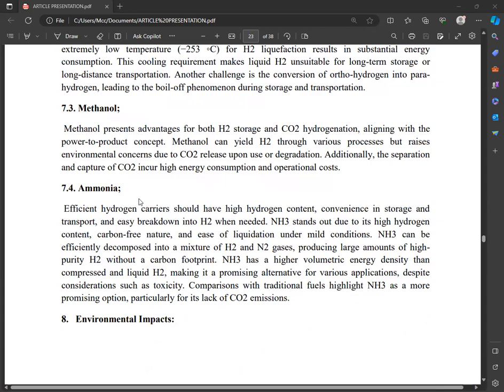The third method of storing hydrogen is in the form of methanol, because methanol presents advantage for both hydrogen storage and carbon dioxide hydrogenation, aligning with the power to product concept. Methanol can yield hydrogen through various processes but raises environment concerns due to carbon dioxide release upon use or degradation. Additionally, the separation and capture of carbon dioxide incur high energy consumption and operational cost.